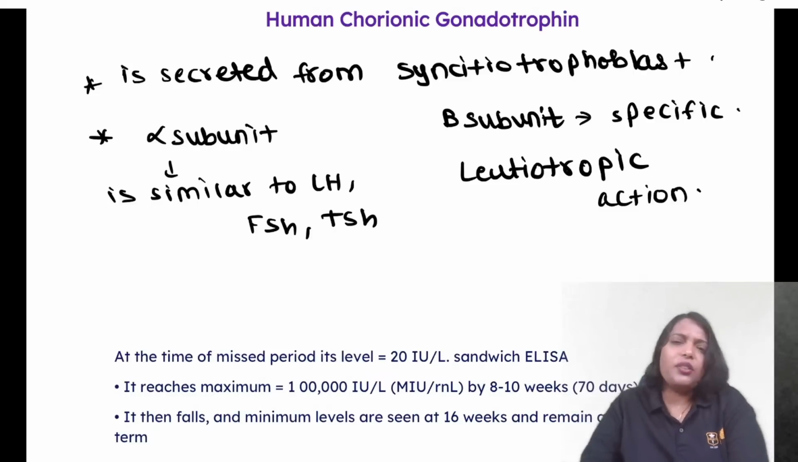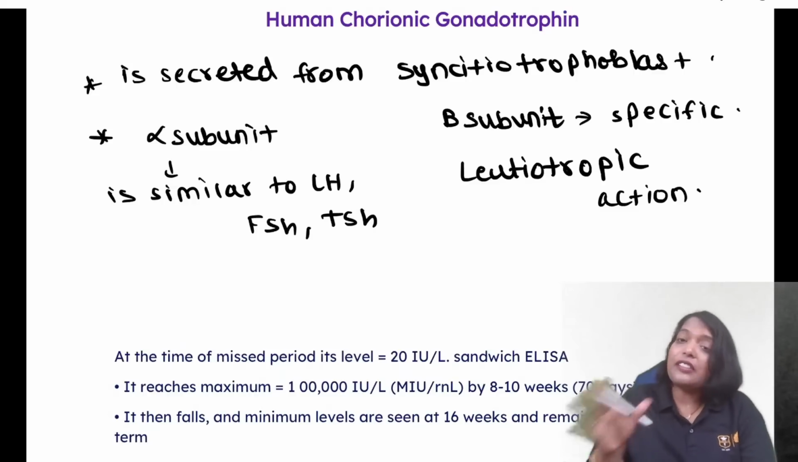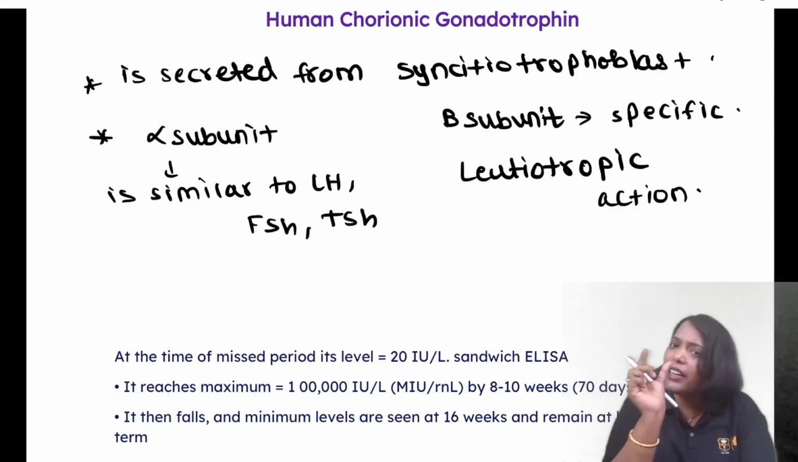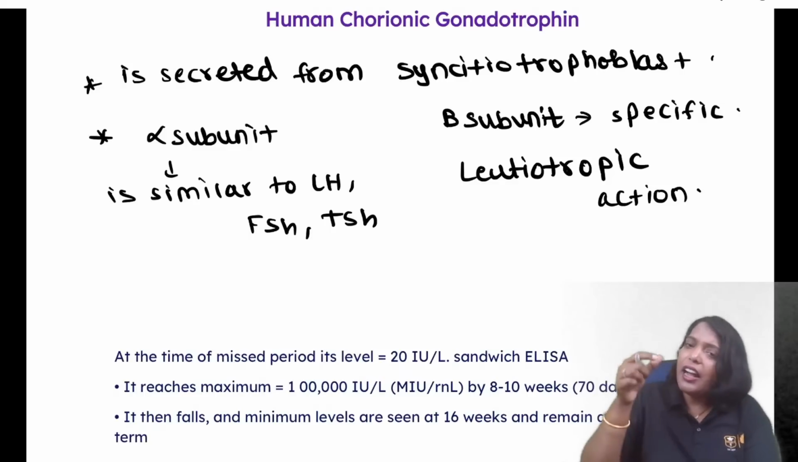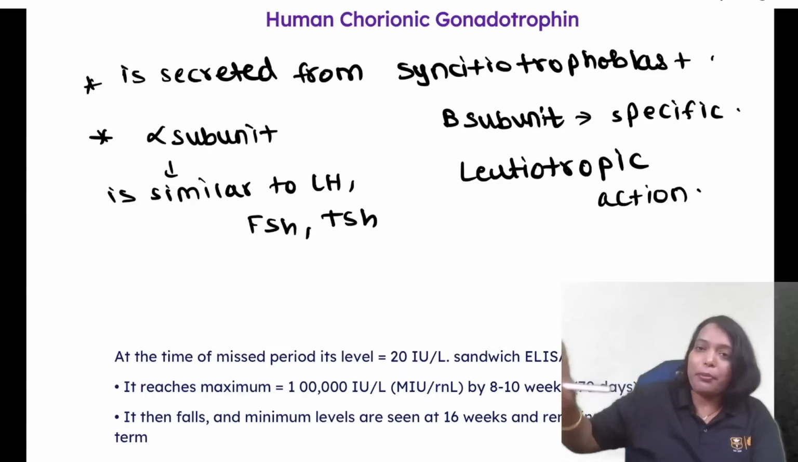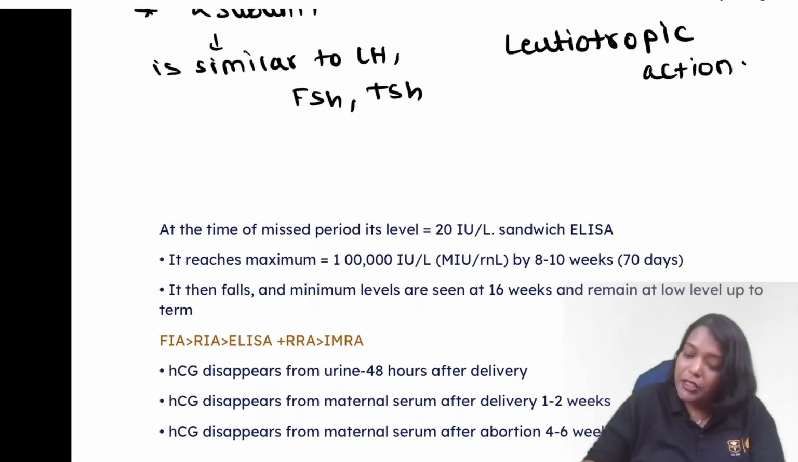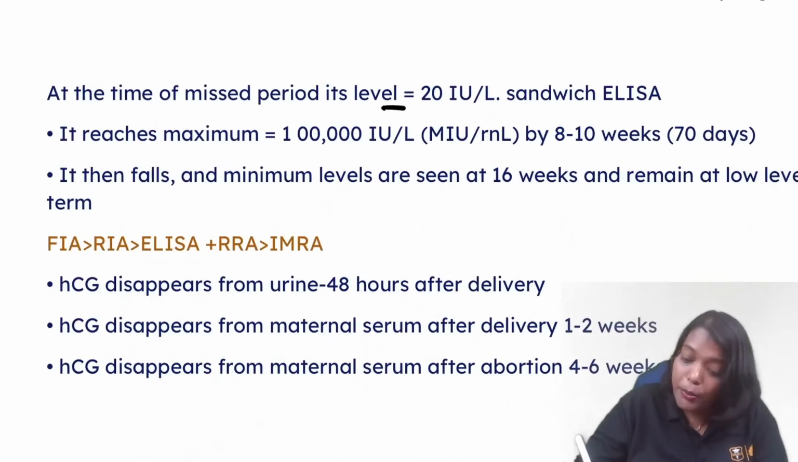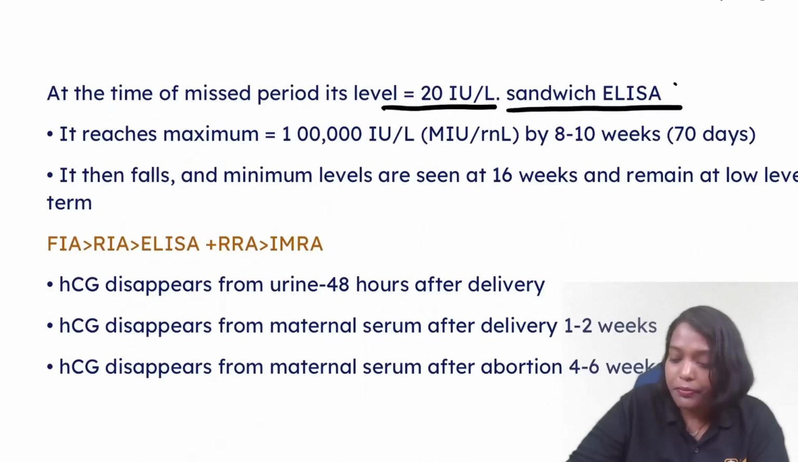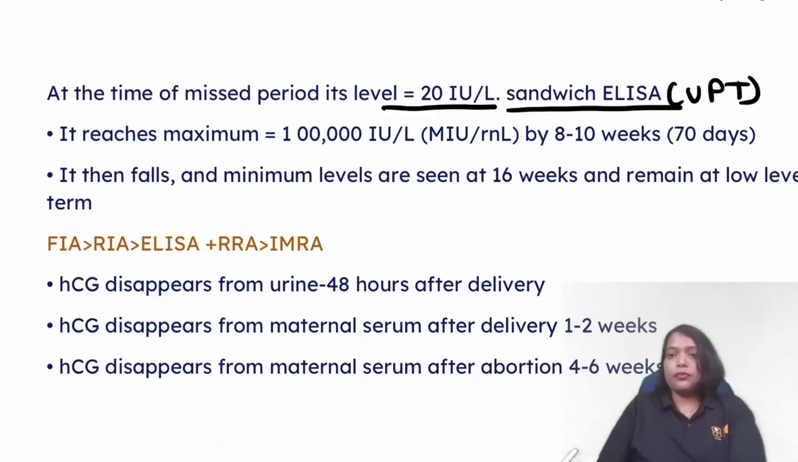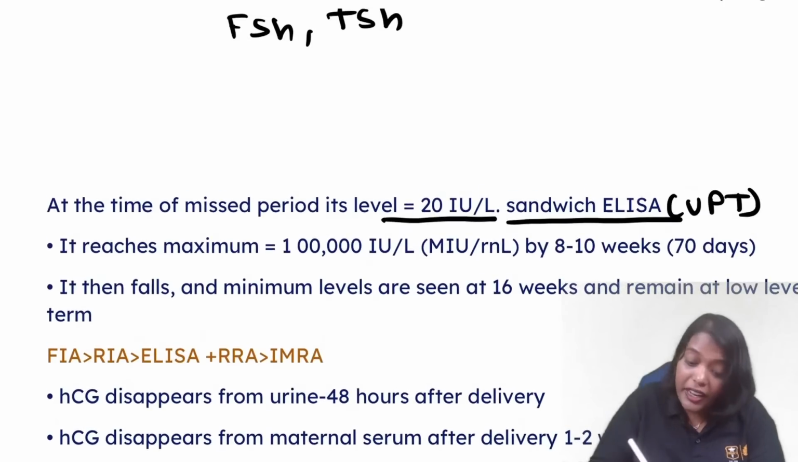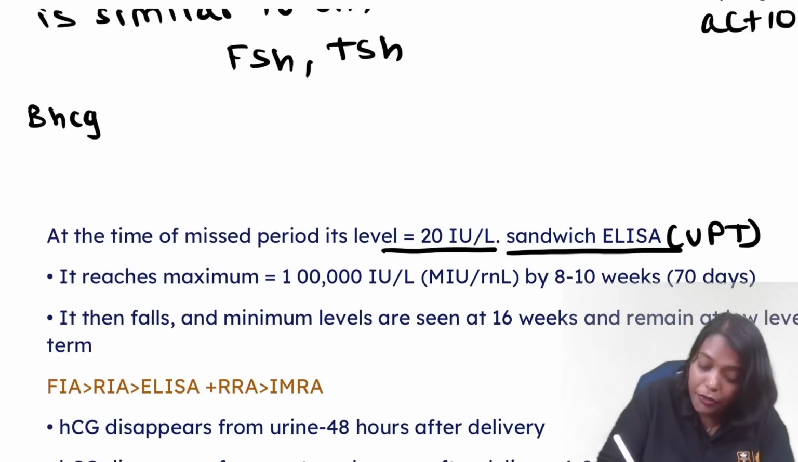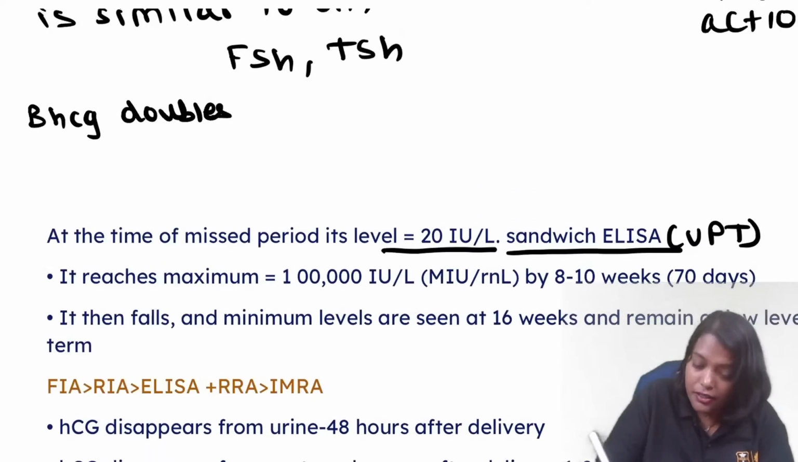So normally we all know that HCG is mainly used to detect pregnancy. Whenever we feel that somebody is pregnant, even laymen will get that UPT kit, urine pregnancy test kit, and if you see two lines, it means they are pregnant, right? So at the time of missed period, our beta HCG level should be 20 international units. And that UPT, what we are doing, that is sandwich ELISA method, guys. So beta HCG doubles every 48 hours up to 10 weeks.